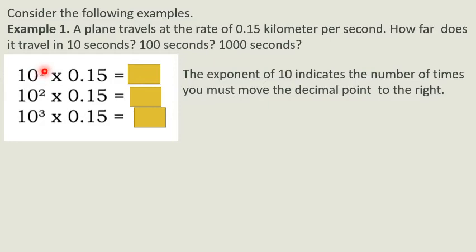So, dito, ilang move lang tayo? Isa. So, move lang natin ng isa dito. Kaya siya magiging 1.5. So, dito, ilan ang i-move natin? Dalawa. So, 1, 2. So, kaya siya magiging 15. Tapos, dito naman, tatlo daw. So, 1, 2, 3. So, may isang space. So, kaya dadagdagan ng 0. So, kaya siya magiging 150.